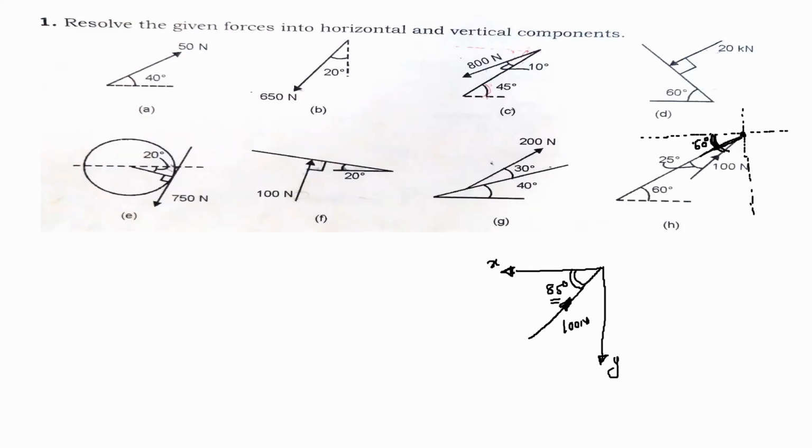Okay, so if I construct one horizontal line, then this horizontal line and this horizontal line will be parallel, and this will be a common intersecting line. Okay, so therefore this angle and this small angle will be alternate angles. So this is 60 degree and this angle is 25 degree. So total angle of 100 Newton with respect to x-axis, it is 60 plus 25, that is 85 degree. Okay, and now you can resolve this force.